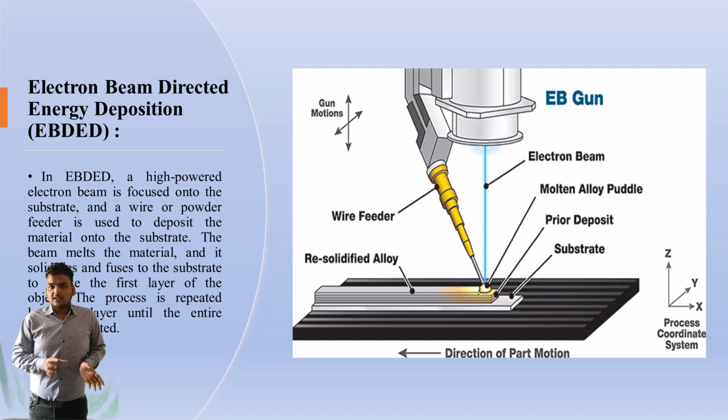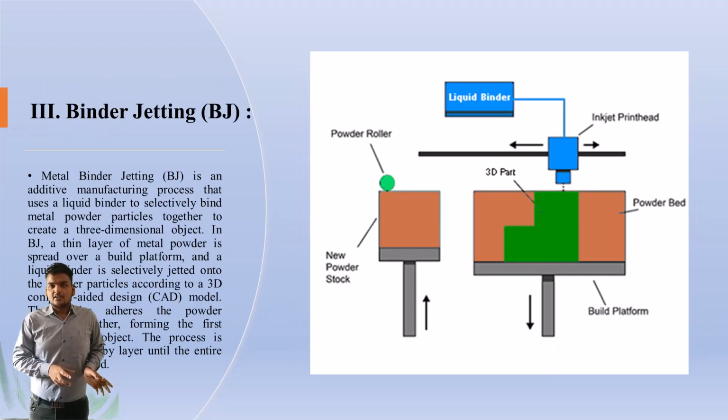In electron beam direct energy deposition, a high powered electron beam is focused onto the substrate, and a wire or powder feeder is used to deposit the material onto the substrate. The beam melts the material and it solidifies and fuses to the substrate to create the first layer of the object. Then the process is repeated layer by layer until the entire object is created.